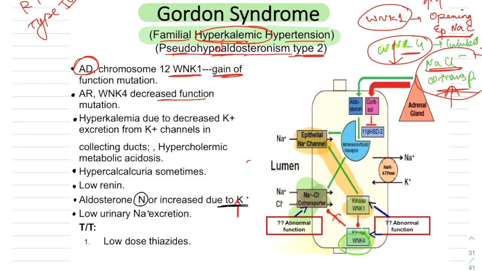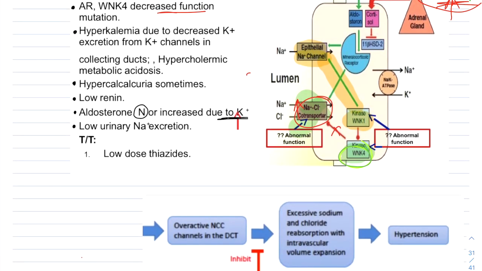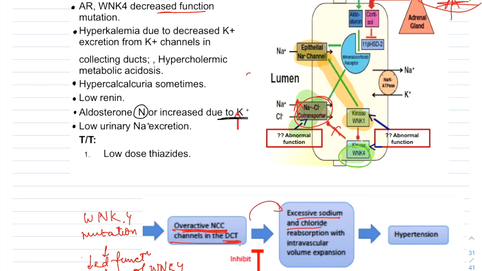So if inhibition is inhibited, then there will be increased action of the sodium chloride cotransporter. So in WNK4 mutation, there will be a decreased function of WNK4 and there will be overactive sodium chloride cotransporter channels in the distal convoluted tubules. It will in turn cause excessive sodium and chloride reabsorption with intravascular volume expansion, thus leading to hypertension.